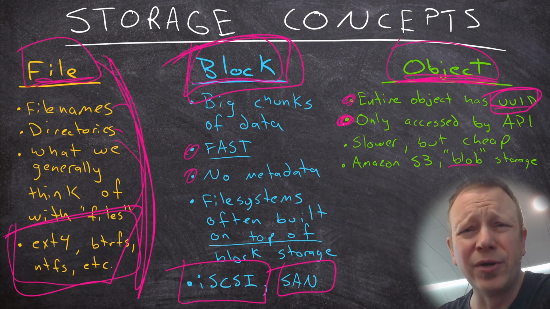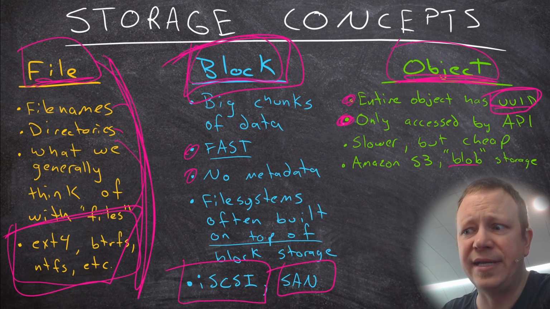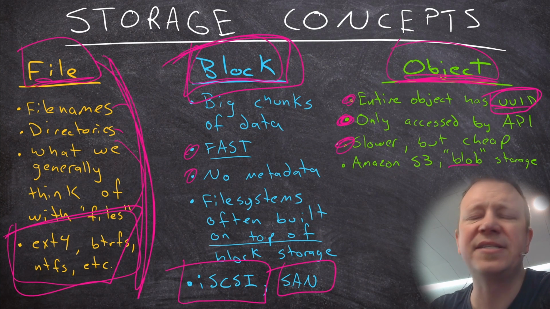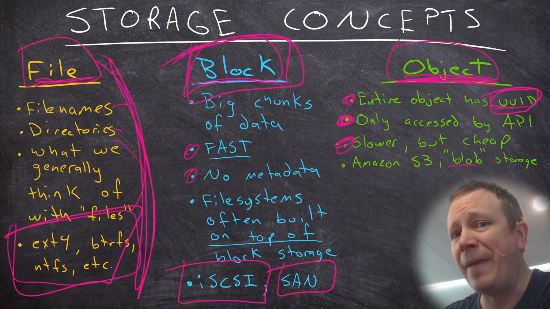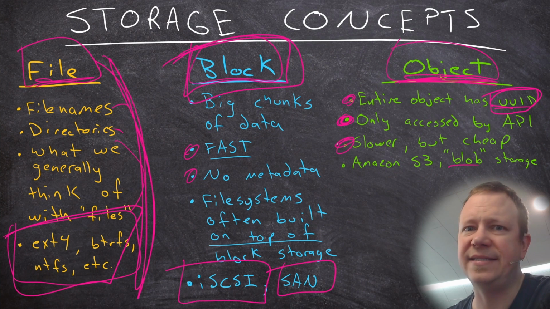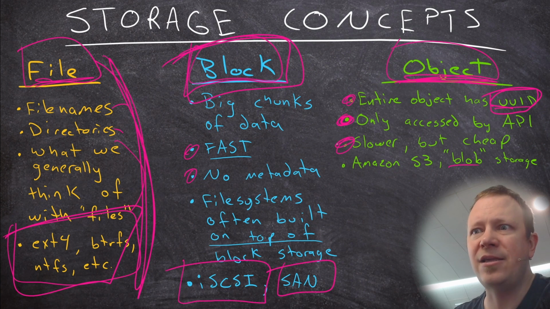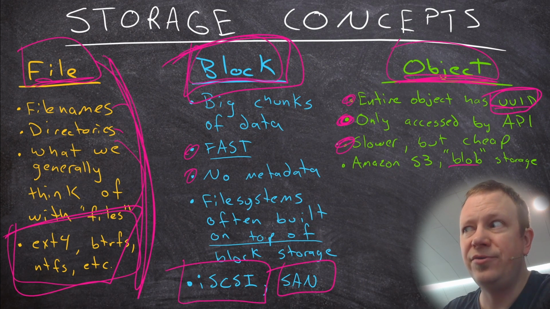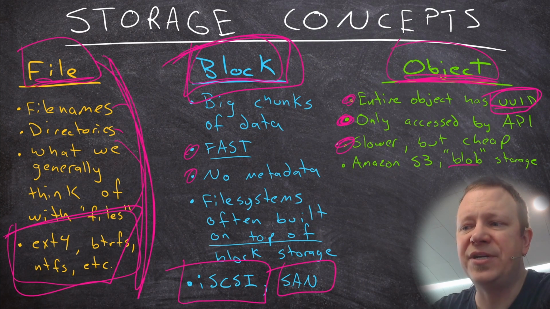Now, it is slower. It does contain a bunch of metadata, so you can put a description of what that chunk of data is that's stored as an object. But it's generally slower than block storage, and it's also a lot cheaper. But the big thing is it's programmatically accessed and it's very easy to scale, right? I mean, everybody's familiar with Amazon S3 these days, and you basically just store and pay for as much data as you need via the API using S3. And that's where object storage is.